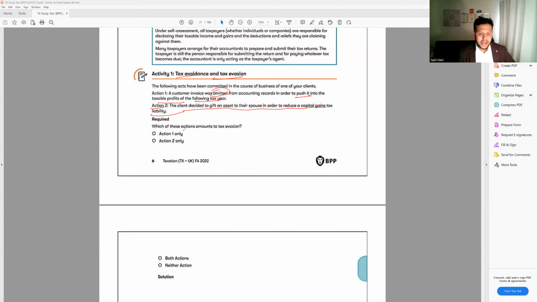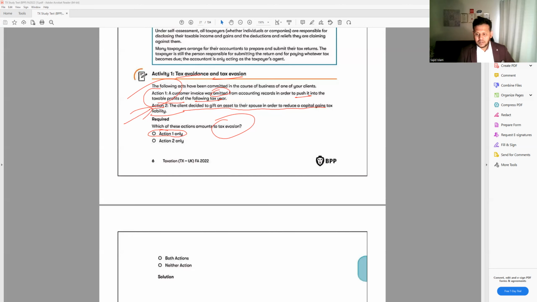Which of these actions amounts to a tax evasion? So which one is a tax evasion? The first one, because we are hiding an invoice. We don't want to show an invoice this year because we don't want to pay the tax, and we want to make more profit in the next year, in order to push it into the taxable profit of the following tax year. All right, so which one is the tax evasion? Action 1 only, because action 2 definitely is tax planning. So action 1 is the only one. I'm misleading HMRC.